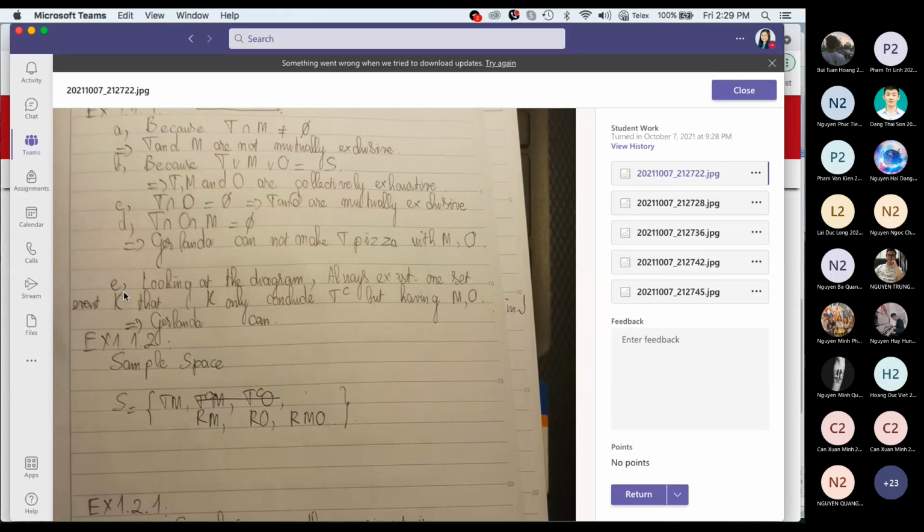Okay, nice. Look at the diagram. There always exists one set, event K, that only includes T but also has M and O. So Gendera can. Okay.